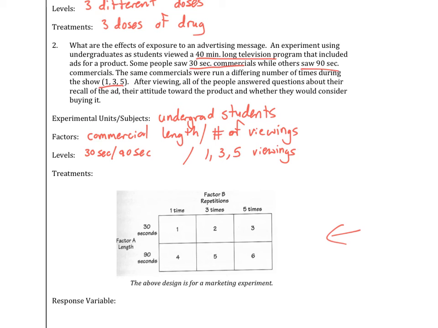And the treatments are the 6 combinations below. So there are 6 combos. So some people might see 1 30-second commercial. Some might see 3 30-second commercials. And then others might see 5 30-second commercials. Okay. Some might see one 90-second commercial. Some might see three 90-second commercials, and some might see five 90-second commercials. All right, so those are the different combinations.